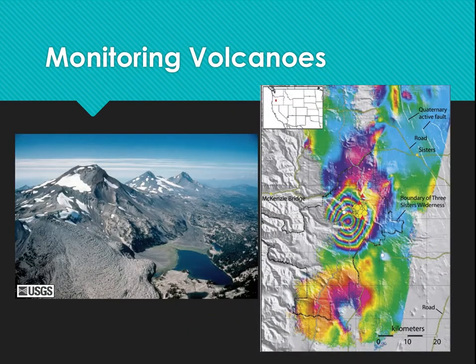We can also look at changes underneath them, because as lava is filling up the magma chamber, and I drew a picture there for you, the whole volcano tends to start swelling. That's what's going on here. These are the Three Sisters in Oregon. This is actually showing how far those are rising, which is pretty scary.